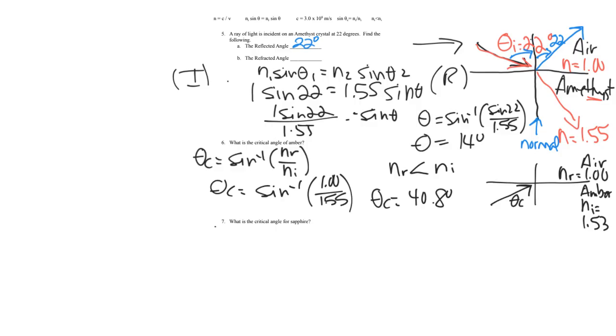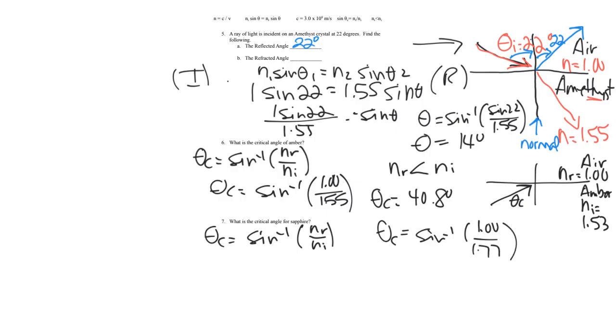Last example, we're doing another critical angle calculation. We're going to do the same math. And this time it's going to be sapphire instead of amber. Inverse sine 1. Again, the other substance is air if it's not mentioned in my table. The index of refraction for sapphire is 1.77. Do inverse sine, 1 divided by 1.77, and your critical angle is going to be 34.4 degrees.